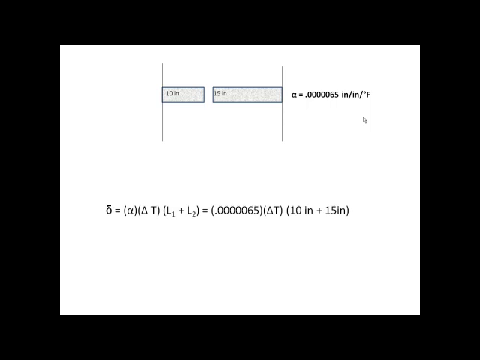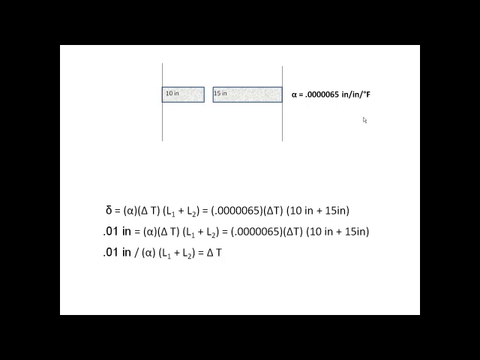So when we look at this, we would be able to say the deformation is equal to alpha delta T times the length of the first steel bar, the 10-inch steel bar, plus the length of the second steel bar. What we're trying to solve for is delta T. We know deformation is 0.01. So we'd rearrange this to solve for delta T, and as we do that, we would find out that delta T is equal to 61.5 degrees.